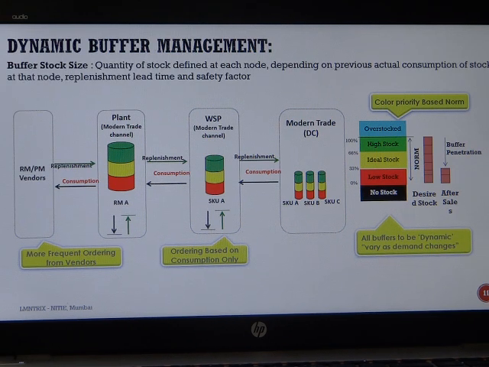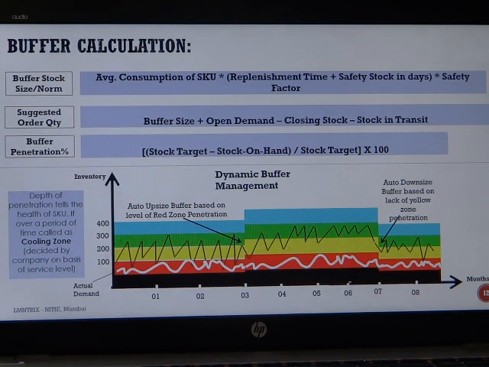Now comes the buffer calculation. Calculating buffer can be done using the formulas as shown in this diagram. So there are mainly 3 formulas. First one is concerning the buffer stock size or norm. The second one is suggested order quantity, and third is buffer penetration.